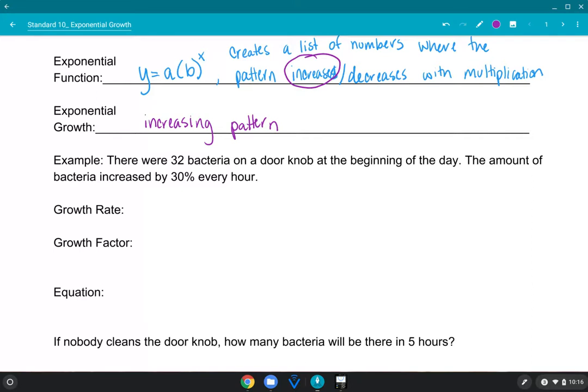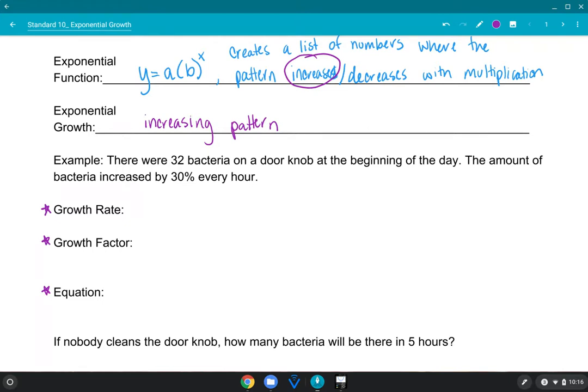All right. Here's an example of a situation where something increases exponentially. There are 32 bacteria on a doorknob at the beginning of a day. The amount of bacteria increased by 30% every hour. That's disgusting. So we're going to talk about 3 things here. We've got a growth rate, a growth factor, and an equation. And we're going to be dealing with this a lot this whole time.